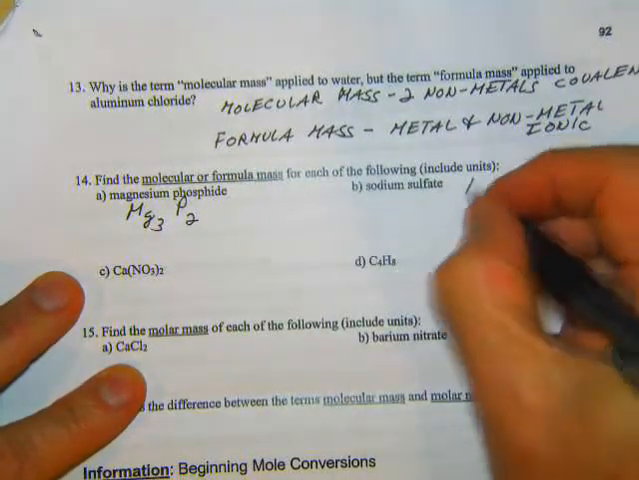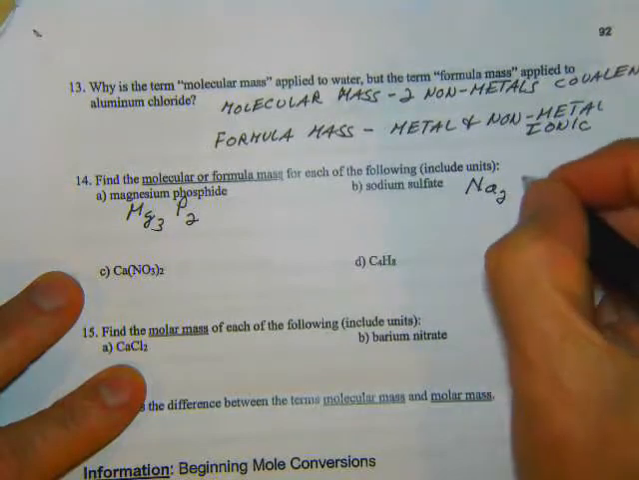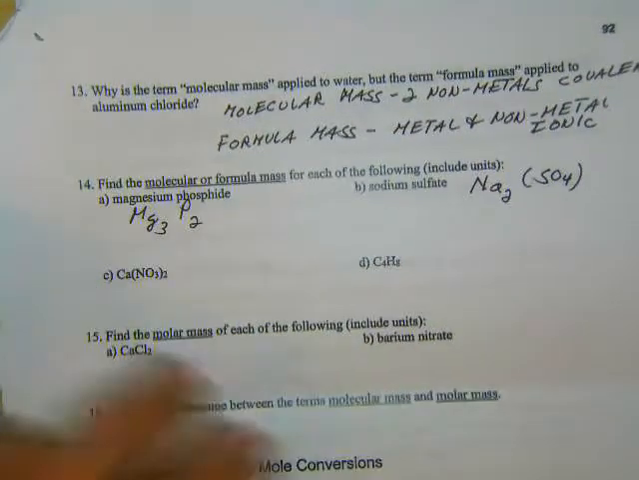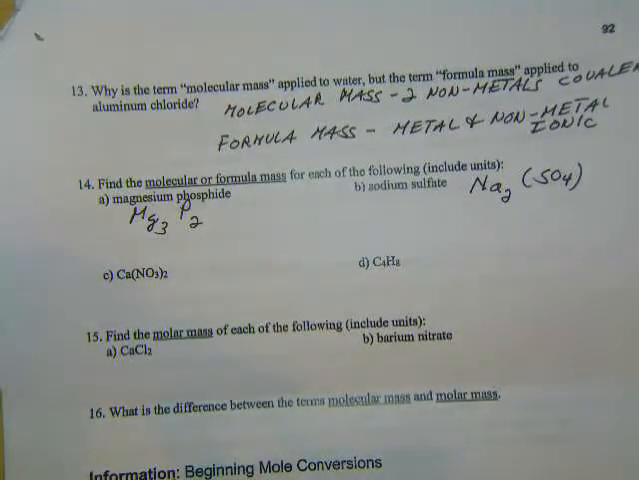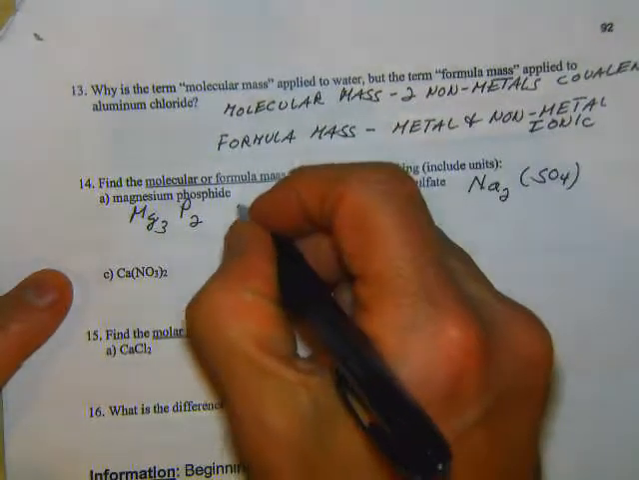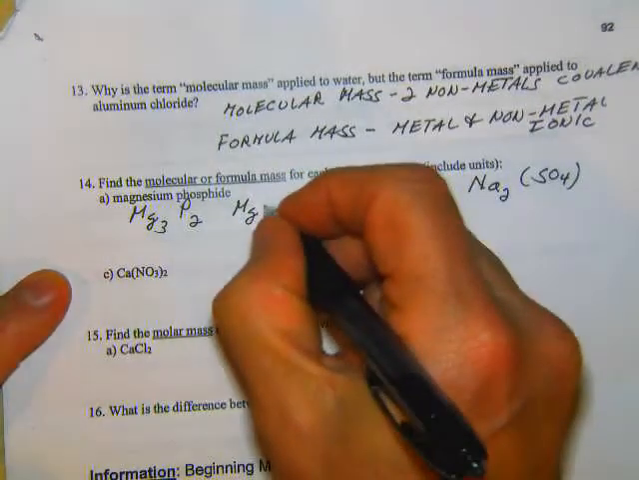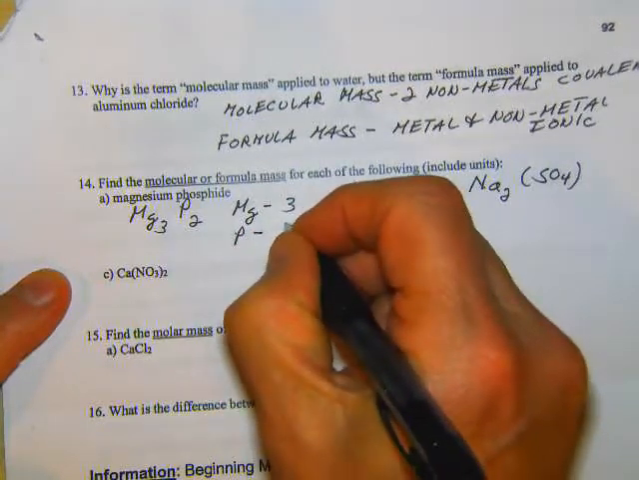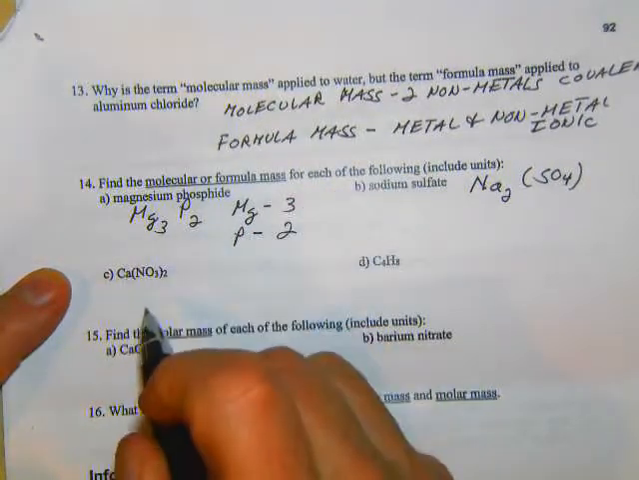Sodium sulfate is Na2SO4. And you've got calcium nitrate here. And let's see the last one here. Oh, we've got C4H8. Well, all of these are going to work the same way, so I'm not going to do every single problem here, but let's just look at the first one. For magnesium, we've got 3 of them. Phosphorus, we have 2 of them, and that's again coming from the subscripts here.